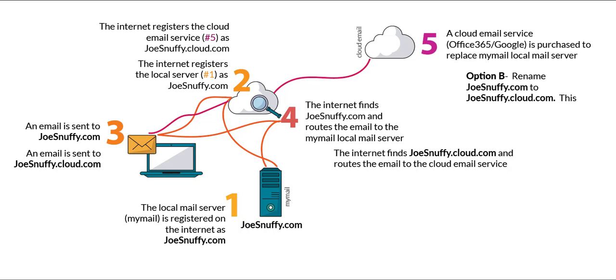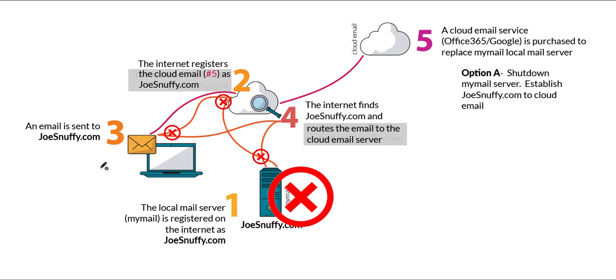If I have joesnuffy.com running right now and I have all of my users sending email, right? These are distant people sending email to joesnuffy.com. I can set up a forwarding agent for my email to go to joesnuffy.cloud.com. It'll send it out over there. Now, I can also, in the same vein, continue with that forwarding agent until the time I shut off joesnuffy.com, which is really number A.